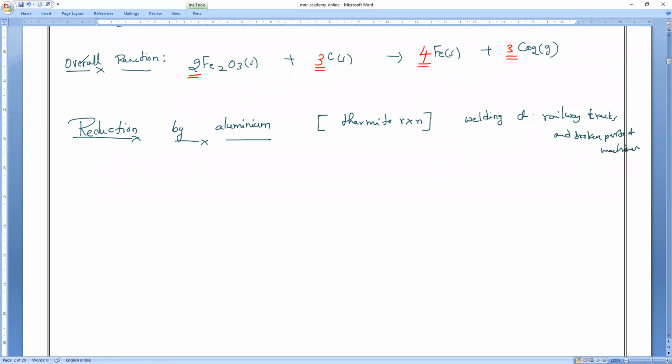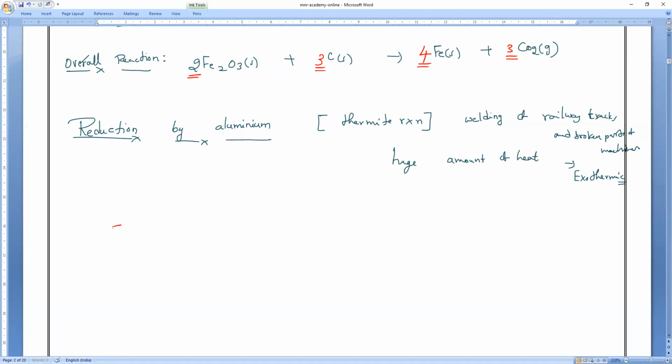Because an extremely huge amount of heat is released. So is it exothermic or endothermic? Everybody, it is an exothermic reaction. Even in the first chapter itself we studied that. Am I right or wrong, everybody?